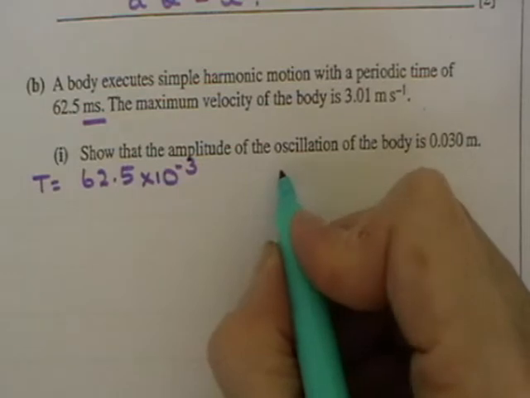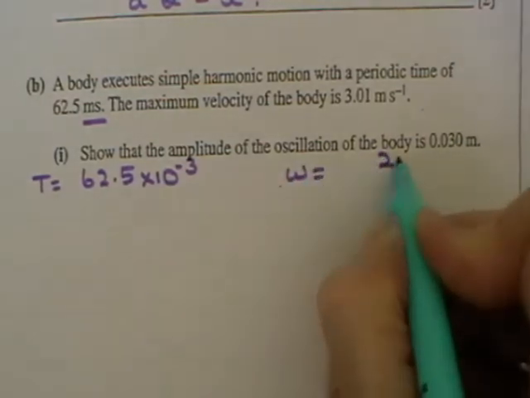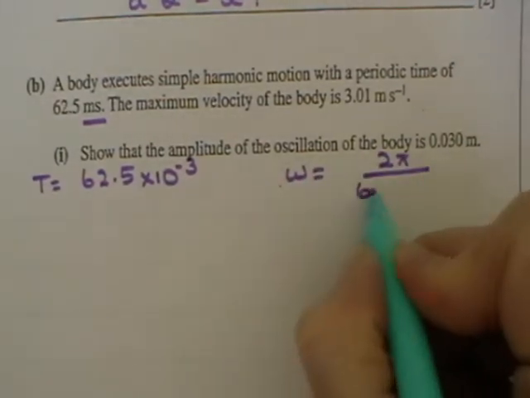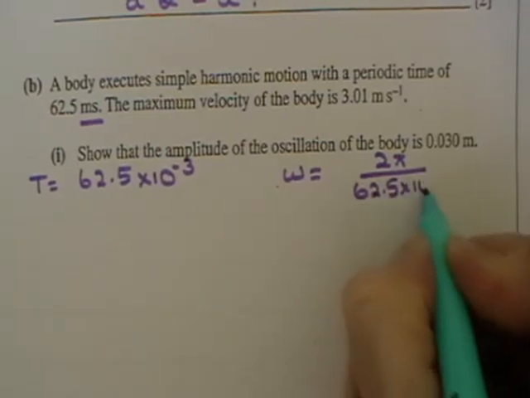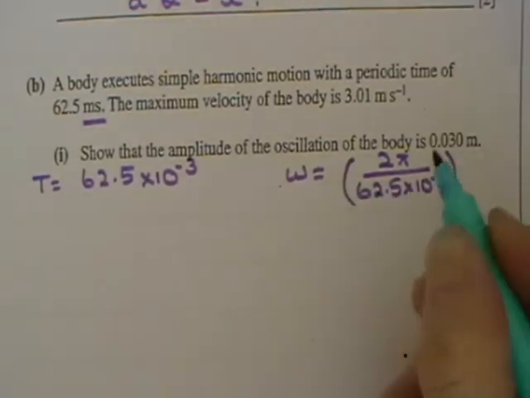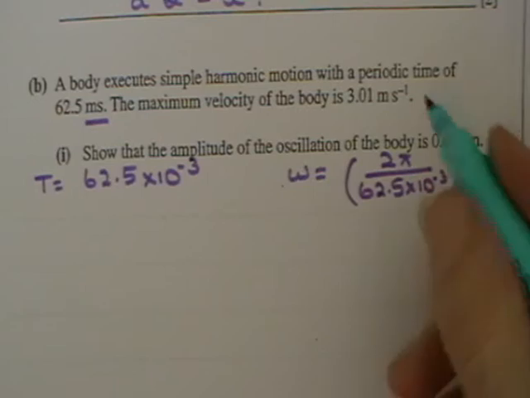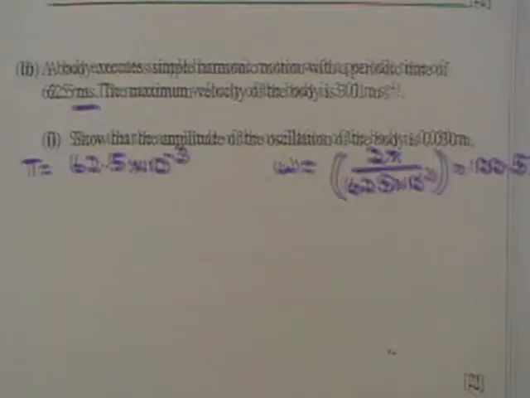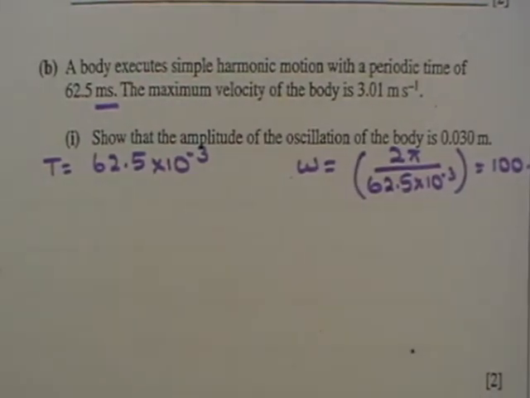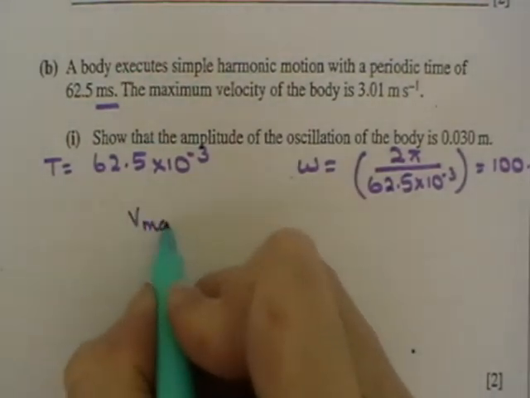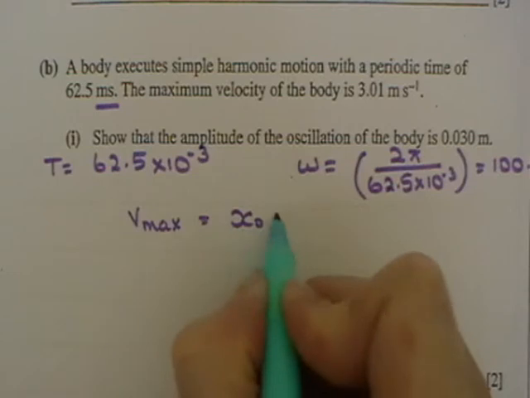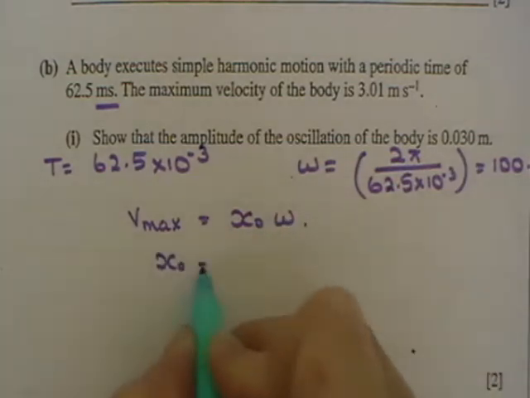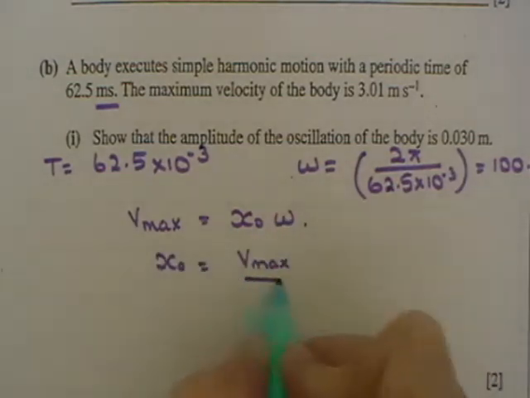And therefore you can work out a value for omega. It's 2 pi over 62.5 times 10 to the minus 3. And that comes out as 100.5 radians per second. Right, and then v max equals x naught omega. So x naught is v max over omega.